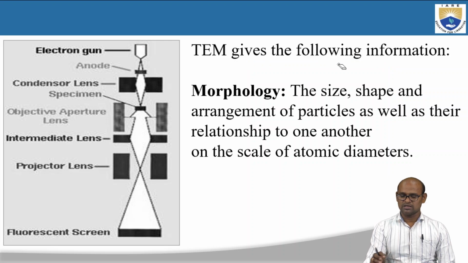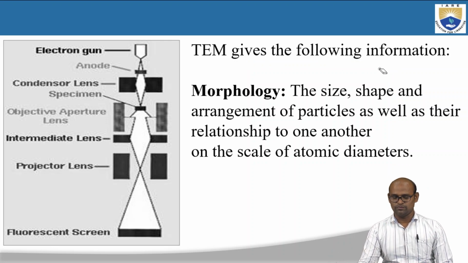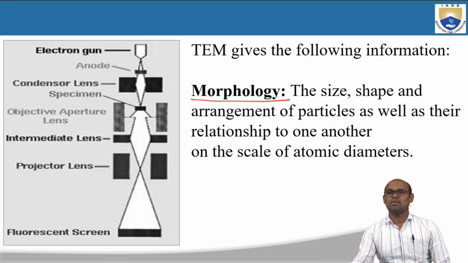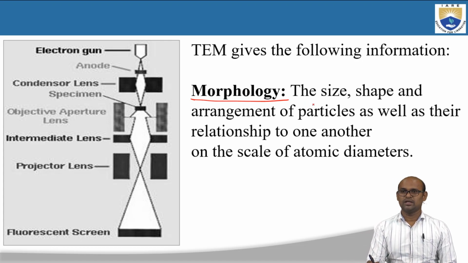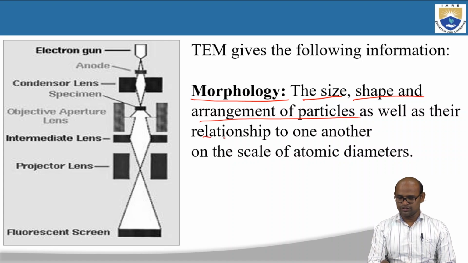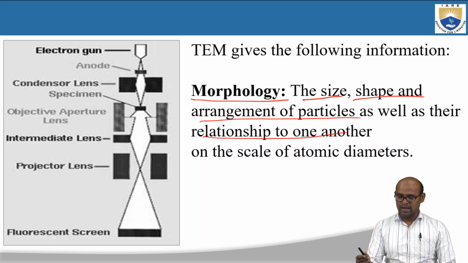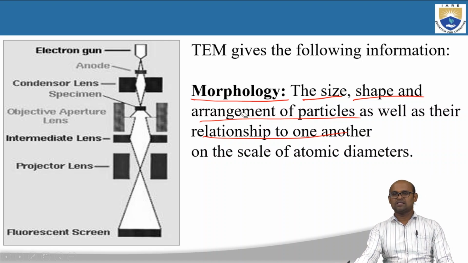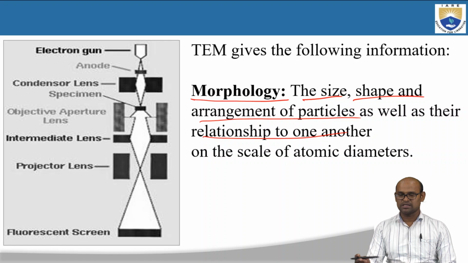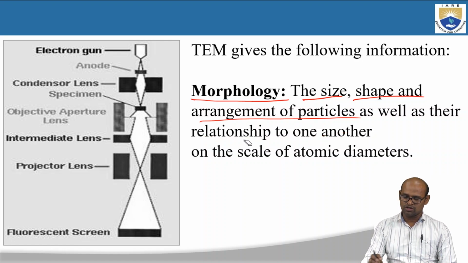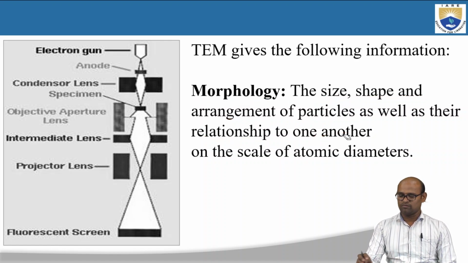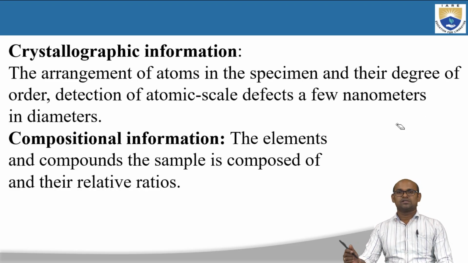This transmission electron microscope gives the following information. For example, morphology. We can look at the morphology of the material: the size, shape and arrangement of particles, as well as their relationship to one another, on the scale of atomic diameter. So around the angstrom scale, we can look at the morphology of these materials.